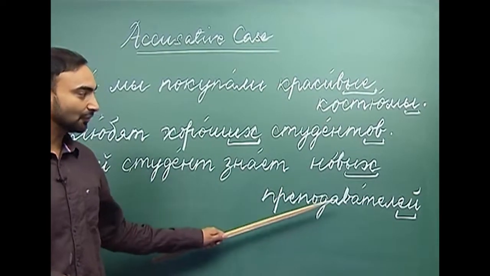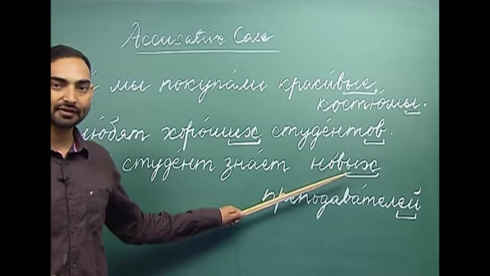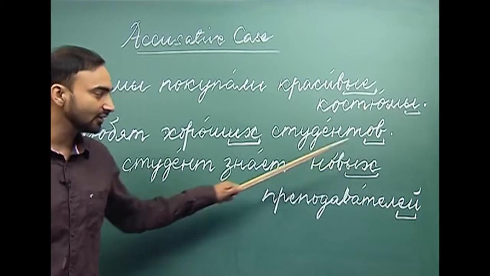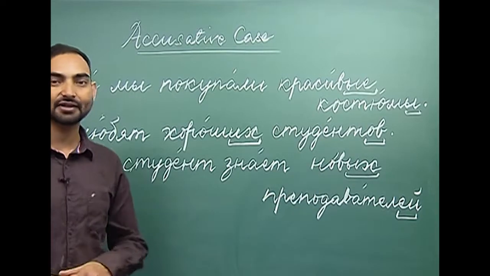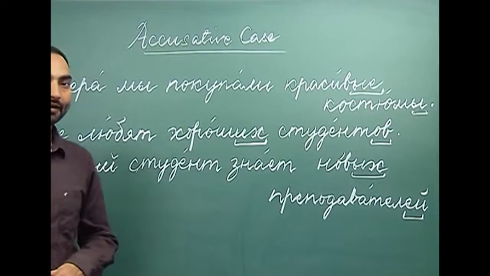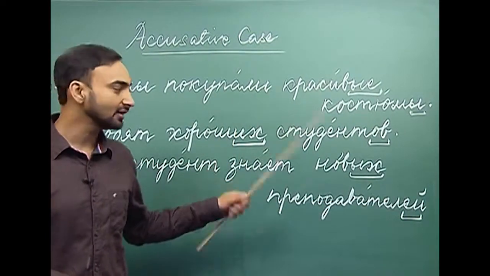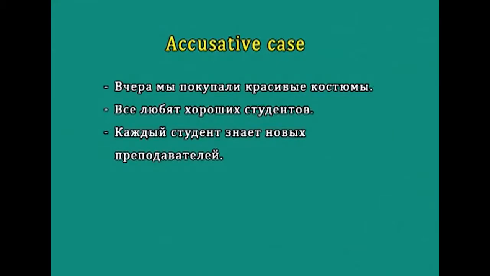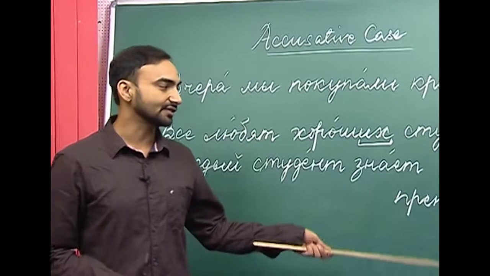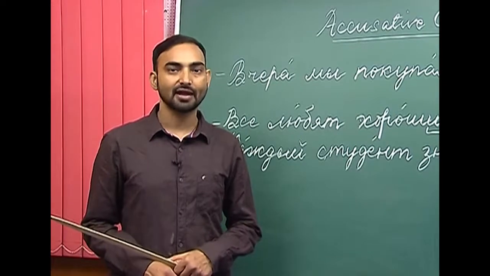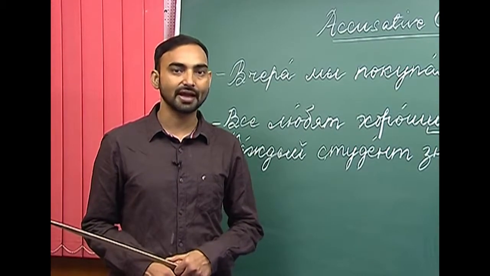So, that is why we are supposed to change the accusative case form of the adjective новые. So, новые becomes новых, and преподаватель ends with a soft sign. So, what happens when a noun ends with a soft sign? How do we change the noun in the accusative case in plural? We add ей. So, that is why we get новых преподавателей. Каждый студент знает новых преподавателей. Every student knows the new teachers. So, this is about the changes that we make with the nouns, adjectives and pronouns in the accusative case.